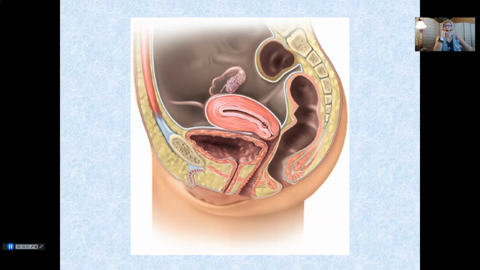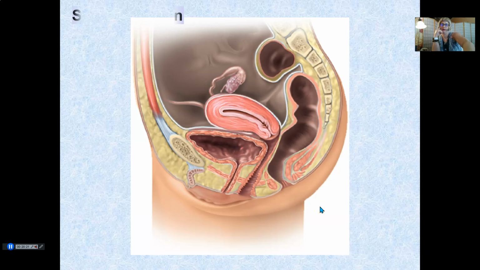I kind of wasted some time for you to think about what you are looking at. This looks like a profile view. If it's a profile view, can it be transverse? No, it cannot be transverse. Can it be frontal? No, it cannot be frontal. That makes no sense, does it? Now, can it be sagittal? If I cut the body mid-sagittal and you're looking at the inside, this is what you are going to see. Therefore, the answer to this one is that we are looking at a mid-sagittal cut of the female reproductive system.